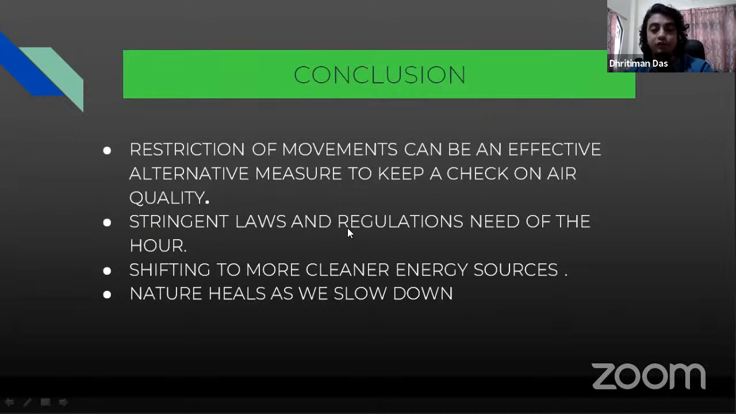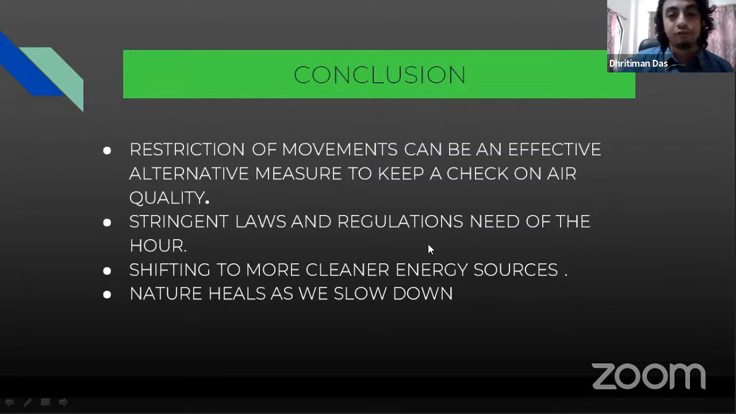Now, coming to the conclusion, the question arises whether restrictions of movement can be an alternative effective measure to keep a check on the air quality. Since most of the sources of these pollutants are from the combustion and burning of fossil fuels in vehicles, yes, it does make a difference, and it's quite evident from the maps that I've prepared. So this invites a discussion, and the government should take strict actions, strict laws and regulations.